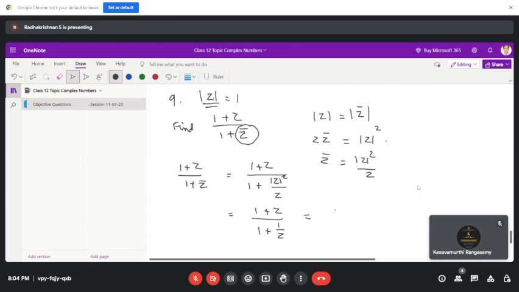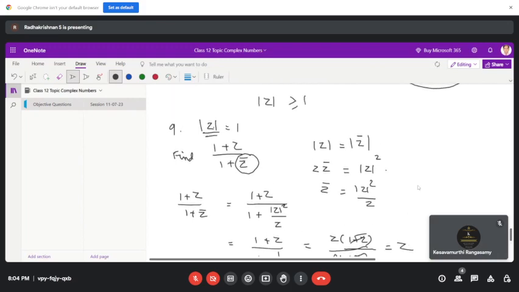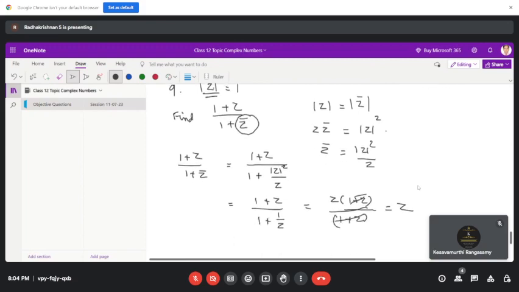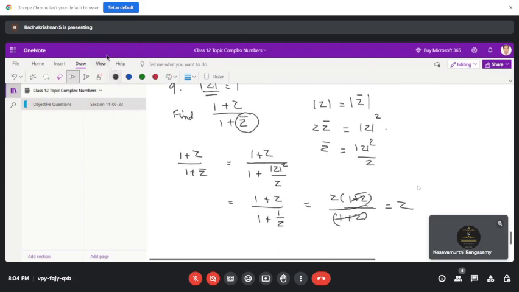Z, sir. Get z, right? So multiply by z. Z into 1 plus z divided by 1 plus z. So it simplifies to z. Okay. Find 1 plus z divided by 1 plus z conjugate, it is z. That option is given, right? Yes, sir.